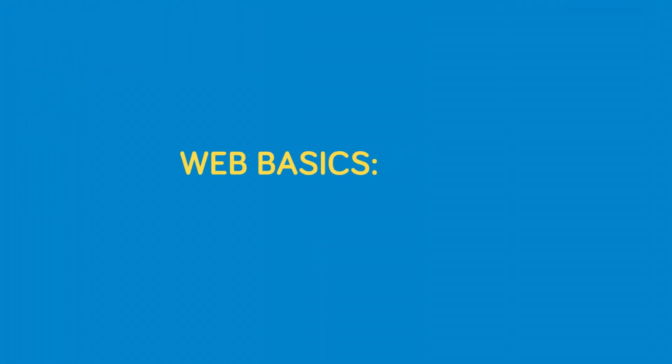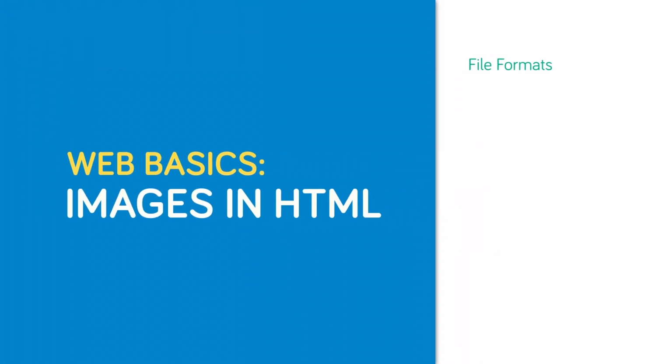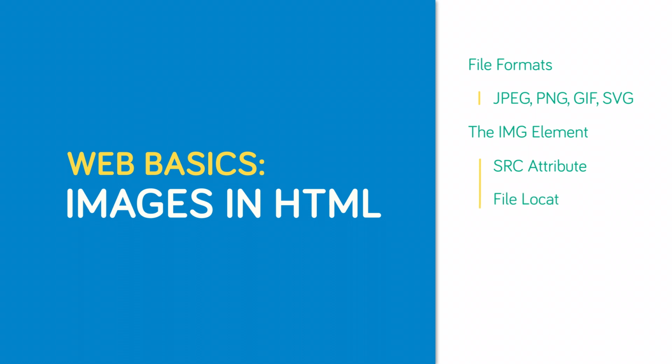To review, there are a number of image file formats that can be used on websites, including JPEG, which is good for photos and other high-detail images, PNG, which supports transparency and is good for simple, low-detail images, GIF, which supports limited color but is useful for looping animations, and SVG, which is infinitely scalable and can be altered with CSS. And to use an image in HTML, you can use the image element, which uses the source attribute to tell the browser which image file to show and where the file is located.